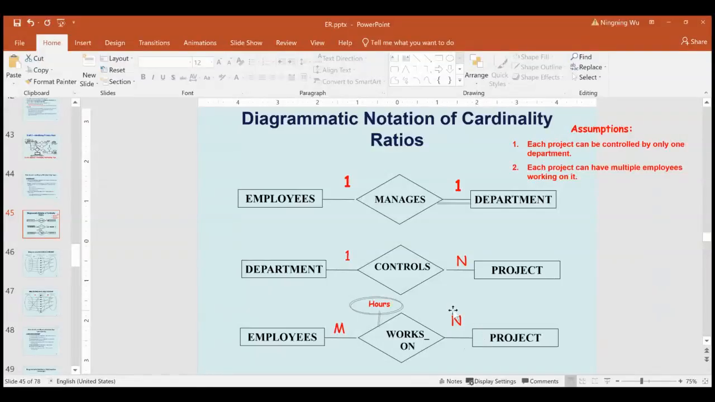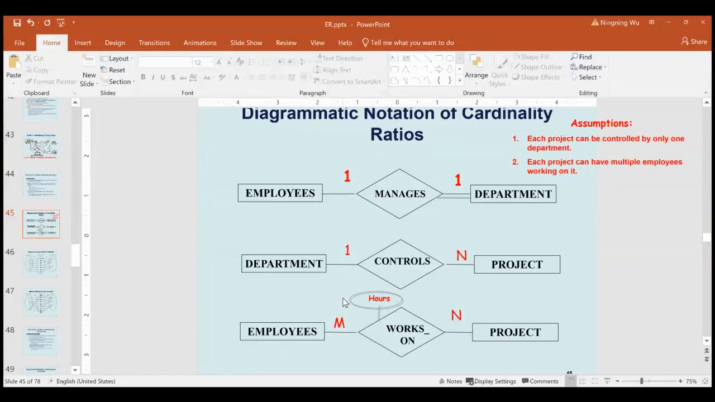When we describe the maximum number of relationship instances that an entity type like employee participates in, we have to put the number on the other side, not on the employee side but on the other side. When we describe the maximum number of relationship instances for project, we have to put that number on the employee side. So you need to be aware of that.